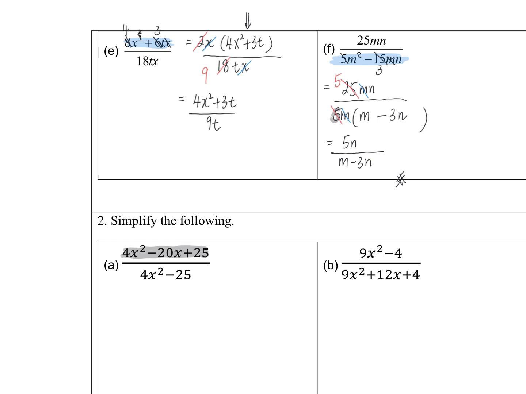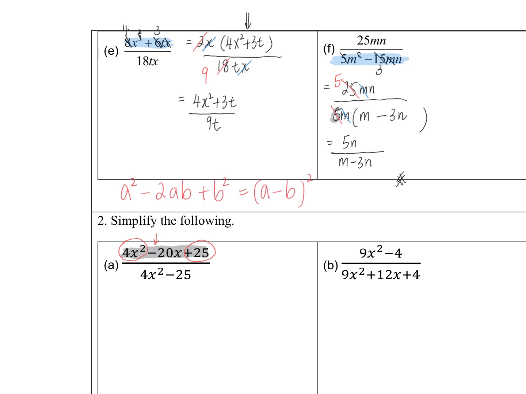So this one you observe. Can you see this one is a perfect square? This one is a perfect square? Then this one is minus. So you must suspect maybe I need to use this formula. Maybe I need to use this formula.